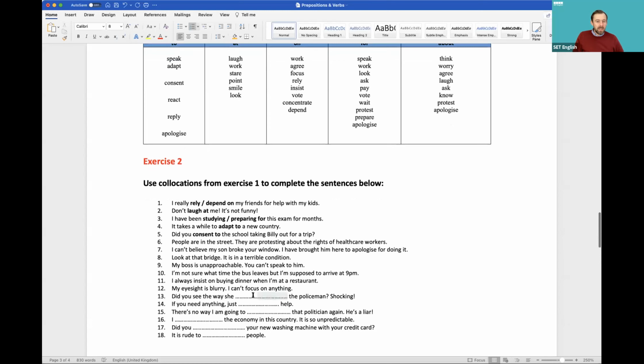Did you see the way she spoke to, talked to, listened to? Spoke to, shouted at, stared at. You could stare at a policeman. There's nothing wrong with that, is there? Reacted to. I like that. Reacted to the patient. You could do that as well.